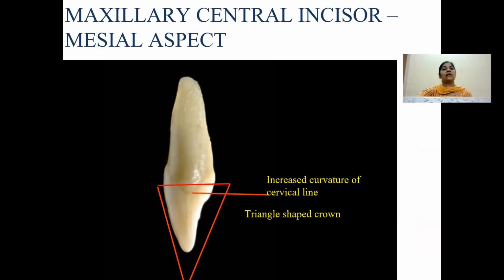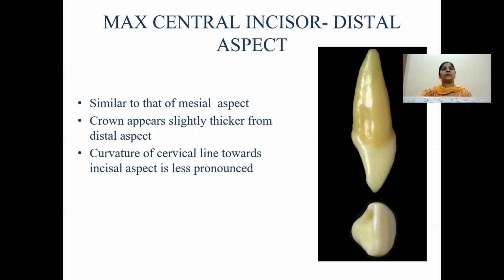This picture shows the extracted natural tooth, with the triangular wedge shape shown over here. The wider cervical area and the thinner incisal area are seen over here. So the increased curvature of the cervical line also is appreciated over here.